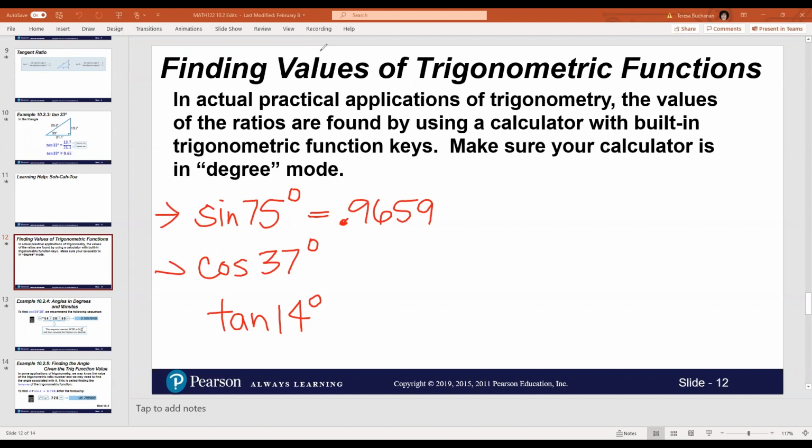Cosine of 37, then go ahead and find that and tangent of 14 if you haven't yet. Pause the recording and check those out. And then we'll look at that together. And so we should say approximately. So the cosine of 37 you should be seeing as approximately 7986. The tangent of 14 degrees is approximately 2493. Okay.